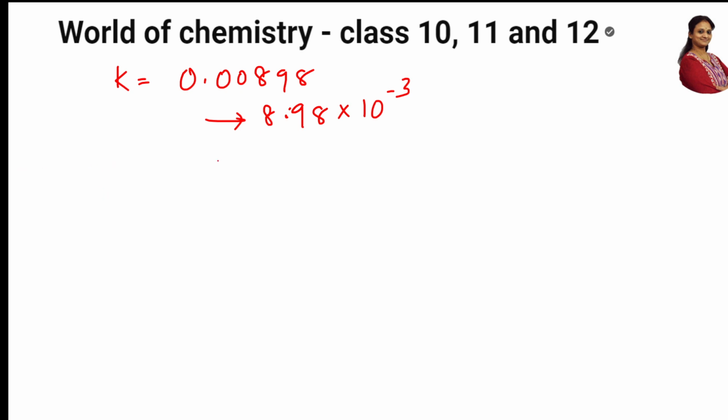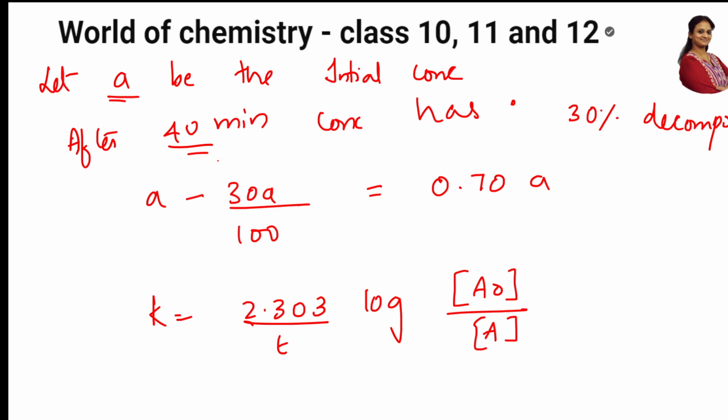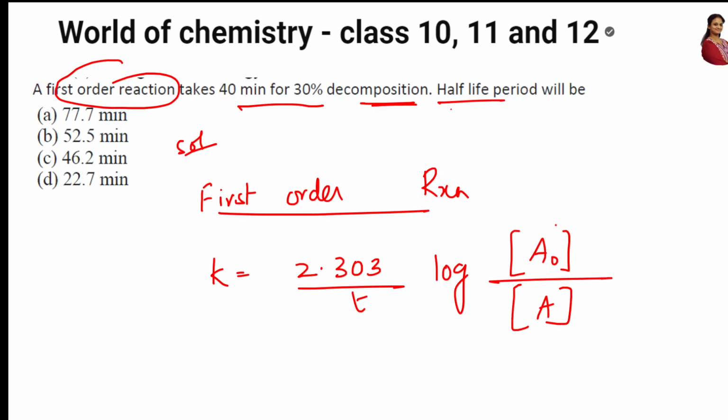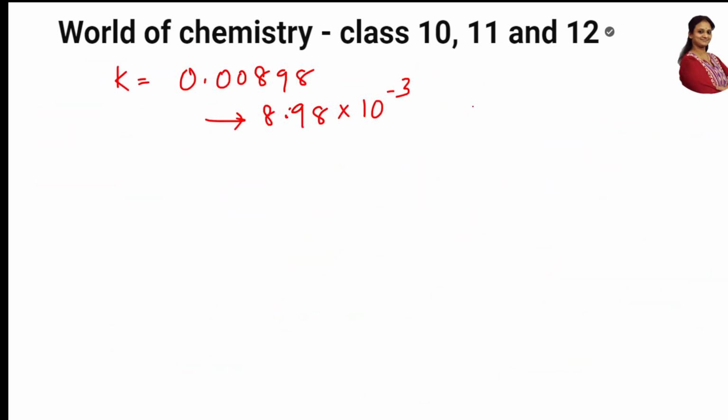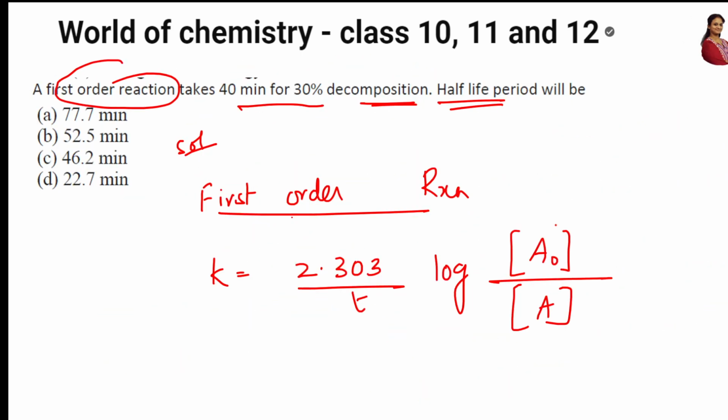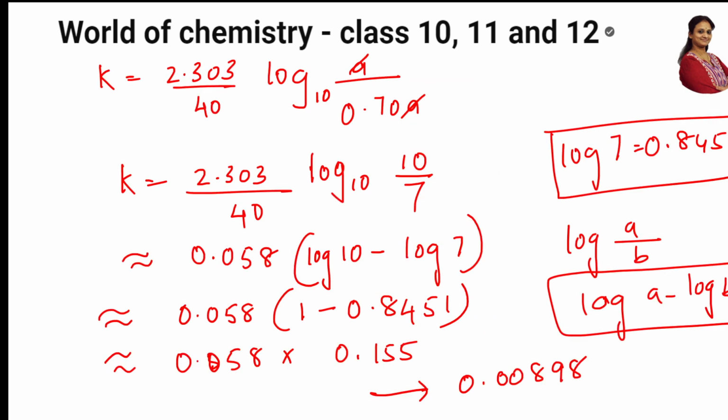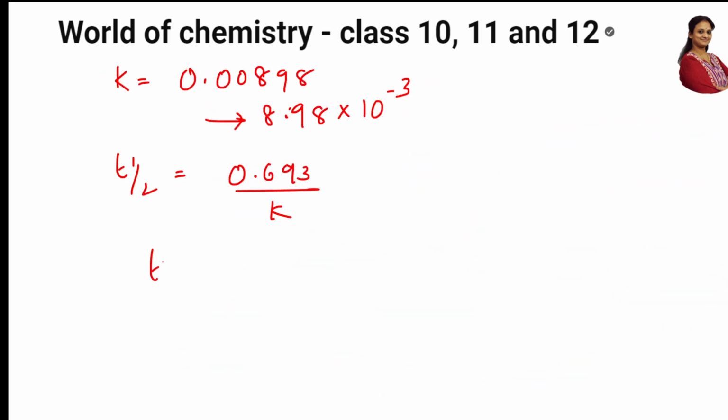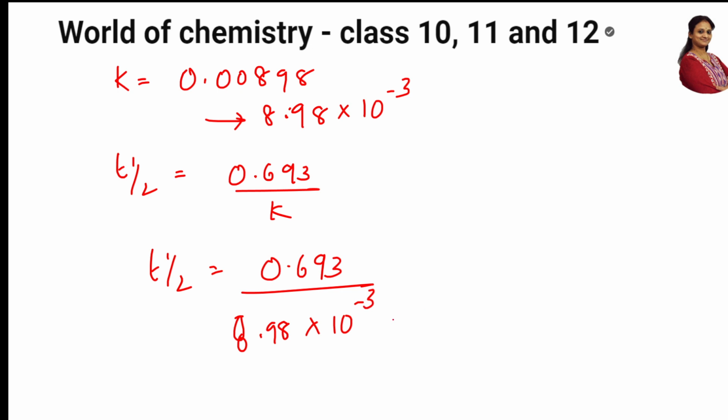I got the rate constant, but what did they ask me? They asked me to give the half-life period. Come back, come back. Now you're going to calculate t half. t half for a first order reaction is 0.693 by k, correct? That is what they gave me. First order half-life. Okay. 0.693. So t half is equal to 0.693 divided by 8.98 into 10 raised to the minus 3, per minute. Okay, half life.